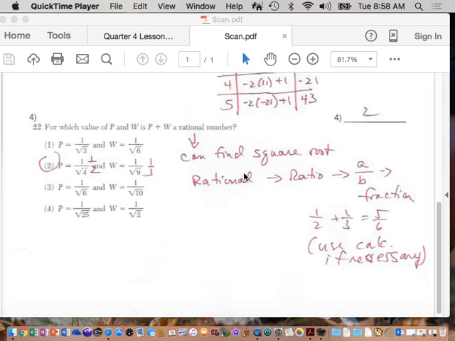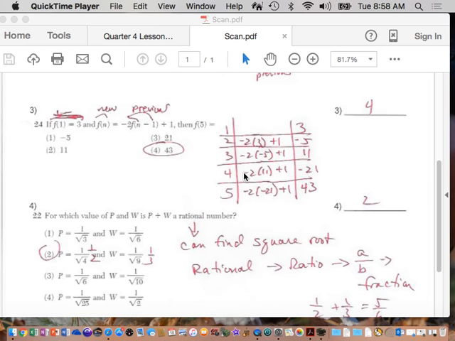Yes? Can you go back up to number 3? Why did you plug in a 3 for the first term? Because it says the first term is 3. Oh. So I plugged in a 3. And then based on that first term and the rule, which is here, I can generate the sequence. Okay. All right? That makes sense now.